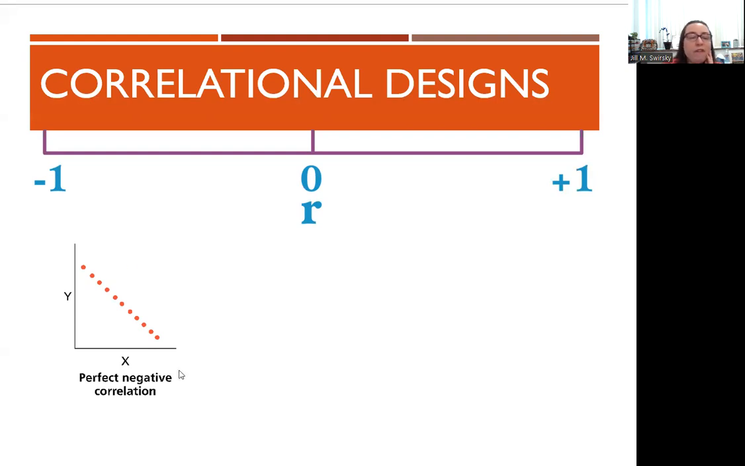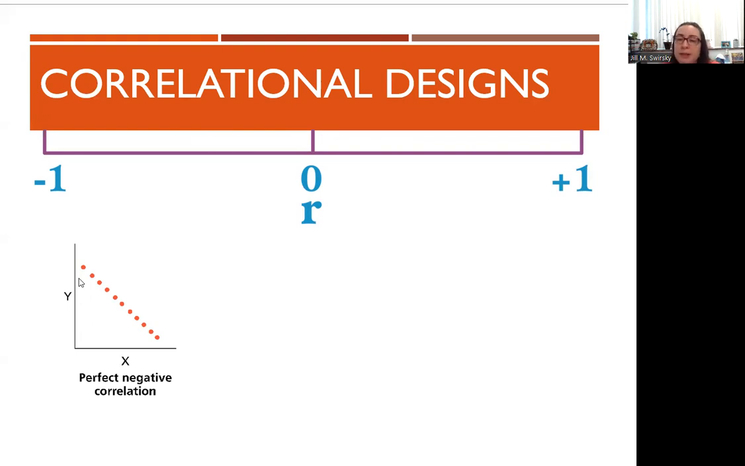Now, this is a perfect correlation. You're never going to see data look this pretty. See that beautiful, perfect line? It never looks that nice. This is a negative correlation. We know this because the line is sloping downwards. It starts out high and it slopes downwards.